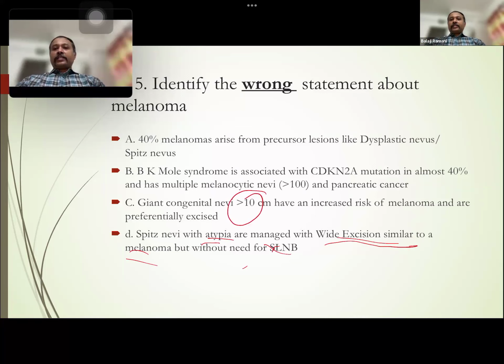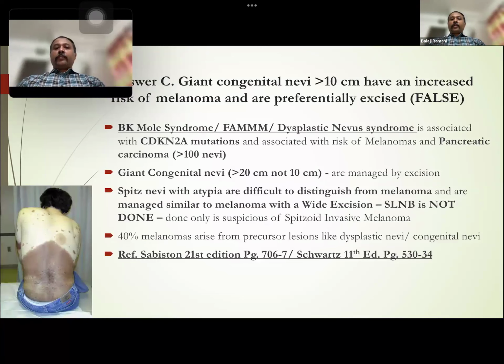We just now discussed in nevi, GCPN, that is giant congenital pigmented nevi, have a diameter of more than 20 centimeters and they are associated with the risk of melanoma. So this is again another form of GCPN that you are seeing here. The BK mole syndrome, or the familial atypical multiple mole melanoma syndrome, is associated with CDKN2A mutations, multiple nevi, and a high risk of malignancy, almost 40 to 50%. And GCPN, as I already said, is 20 centimeters.